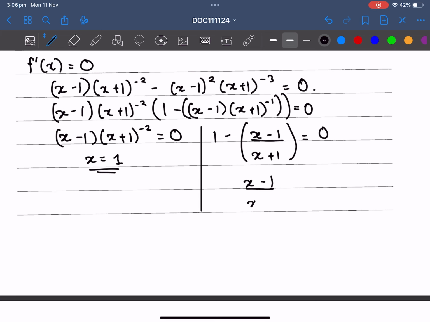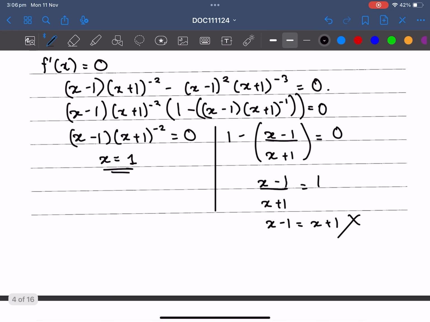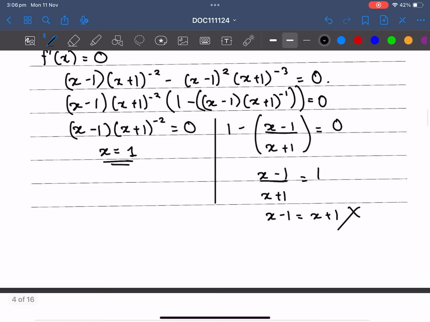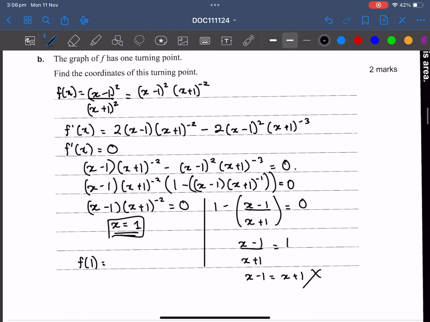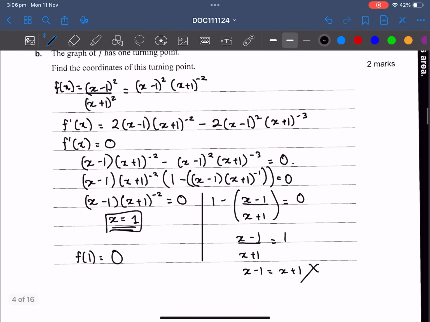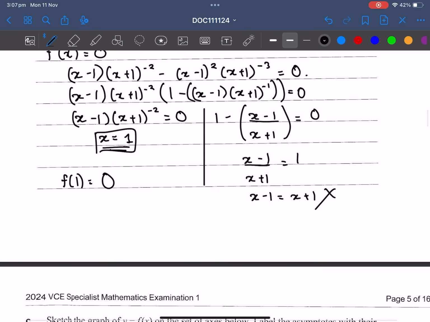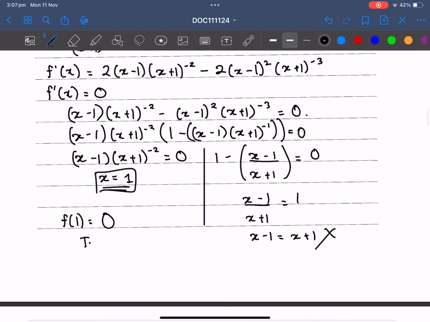So then this would be (x minus 1) over (x plus 1) is equal to 1, because when this goes to the other side, this will become negative 1, the negatives cancel out, so I just skipped a couple of steps here. This will get us x minus 1 is equal to x plus 1. Well, this is just not going to work. x minus x is 0, 0 is not equal to 2, so that is not a solution. So this is the only one, so now we just put it back in. So we get 1 minus 1 whole squared, which is 0. Okay, so our turning point is 1 and 0.